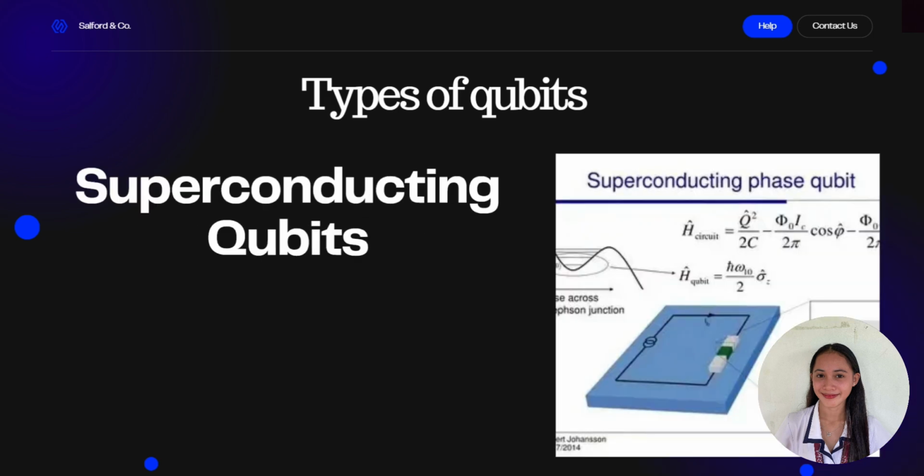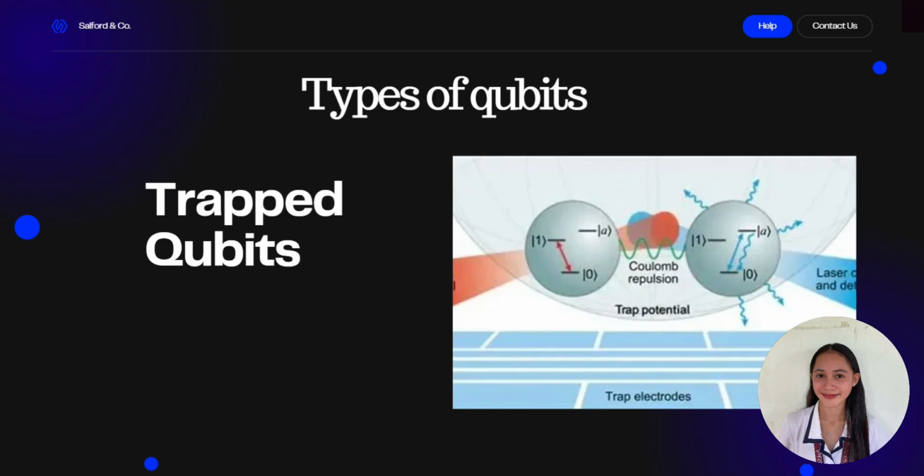First, the superconducting qubit. It is widely used by companies like IBM and Google. They operate at extremely low temperatures and are very fast, but they require complex cooling systems and are sensitive to noise. Second is the trapped ion qubit. It uses charged atoms controlled by lasers and electromagnetic fields. They operate slower but are very stable and accurate, making them useful for research.